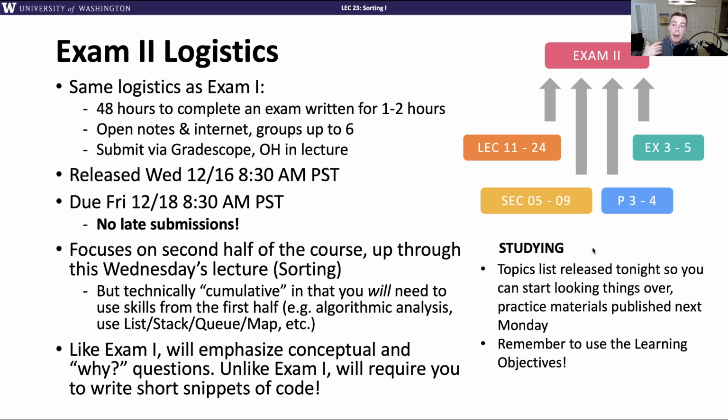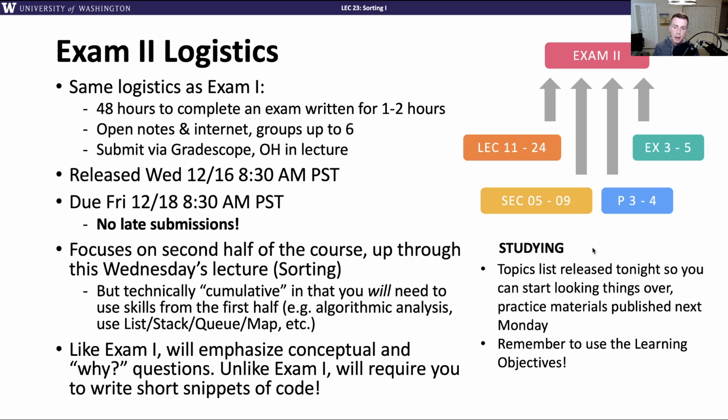But we're not going to emphasize the things that we emphasized already on Exam 1, since we already had you practice that for Exam 1. And like Exam 1, we're going to emphasize conceptual and why questions, so rather than just multiple choice all the time. And unlike Exam 1, we might require you to write a little bit of code. Again, it's not going to be at the level of the project because you already have the projects to test that code writing. But we might emphasize you writing a little bit of code to show your idea.